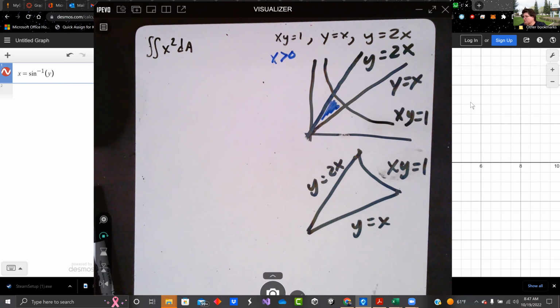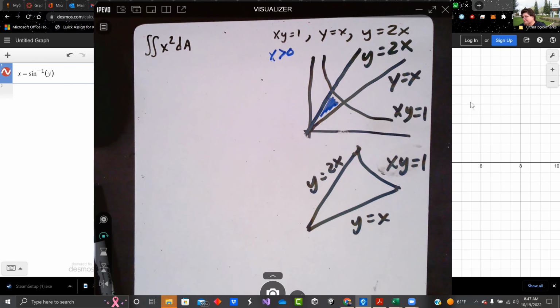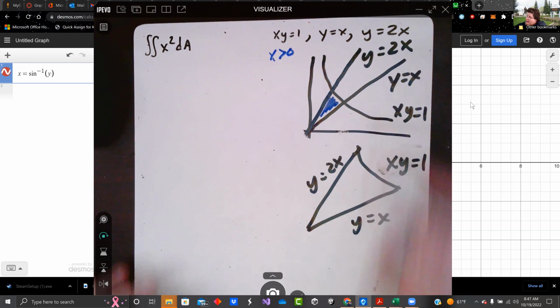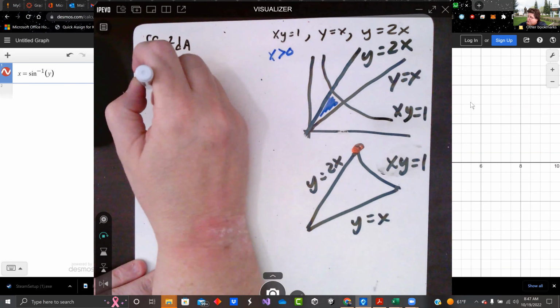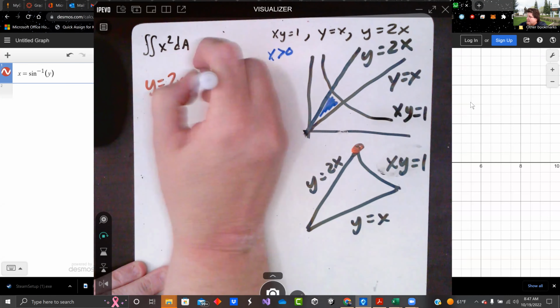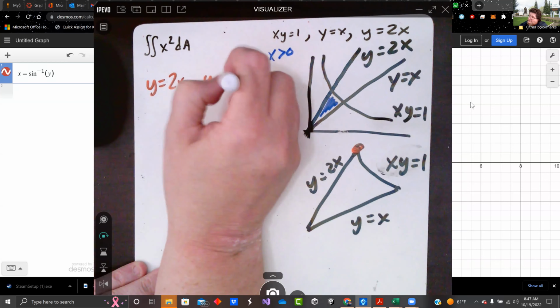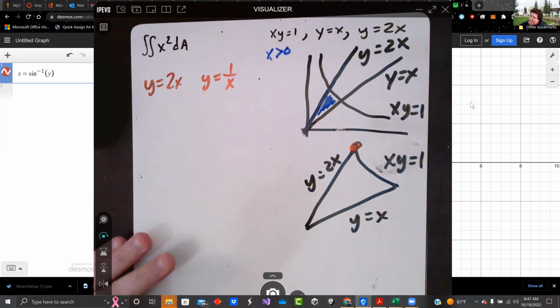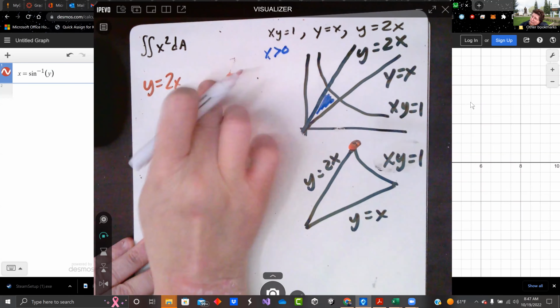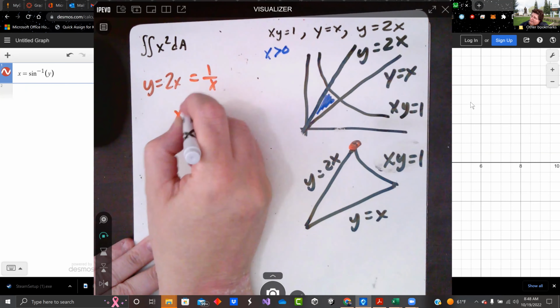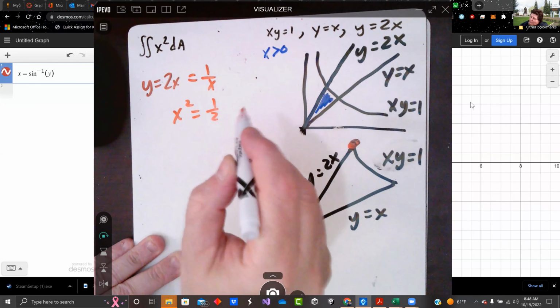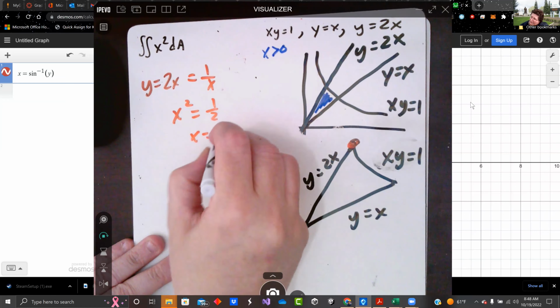This becomes a real challenge on what the boundaries are, doesn't it? The limits. It's up to you how you make that question though. We can see where the highest point is right here, where y equals 2x intersects y equals 1 over x. So we'll just set them equal to each other. Where they intersect, they should equal each other. So we get x squared equals 1/2, so x equals root 2 over 2.